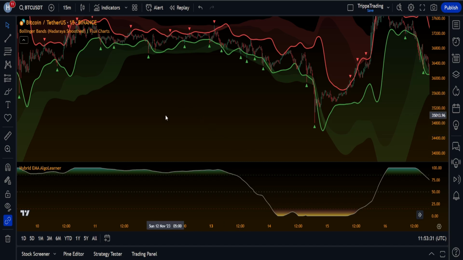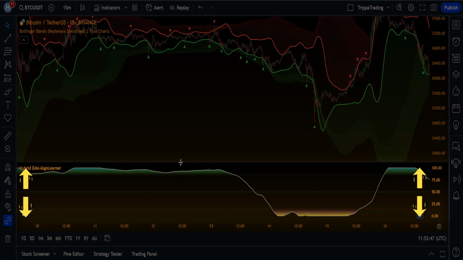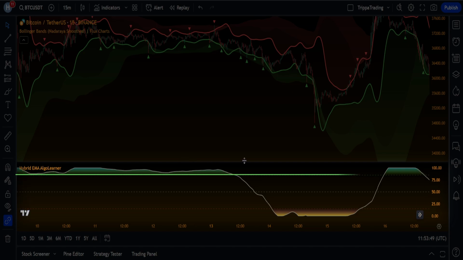But one important thing to know about the Hybrid EMA Algo indicator is that it has similar principles to the Relative Strength Index, also known as the RSI. However, the RSI indicator is faster and it cannot be used to identify a long-term market bias, whereas the Hybrid EMA has a scale from 0 to 100. And when the reading is above 85, the market is considered bullish, in other words, controlled by buyers.